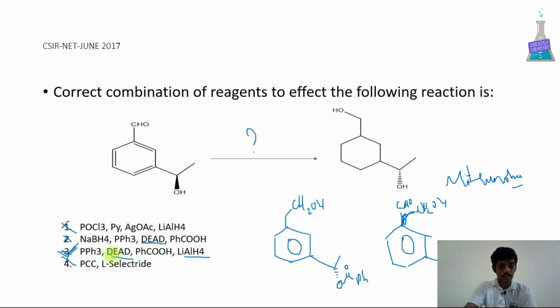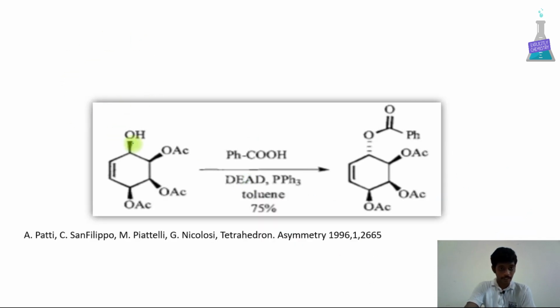The Mitsunobu reaction happens, after that reduction happens. This double bond is also reduced if you use lithium aluminum hydride. This one also reduced. This is the example which is taken from Tetrahedron Asymmetry. This is the starting material in presence of DEAD, PPh3, diethyl azodicarboxylate, PPh3, and this is the nucleophile.